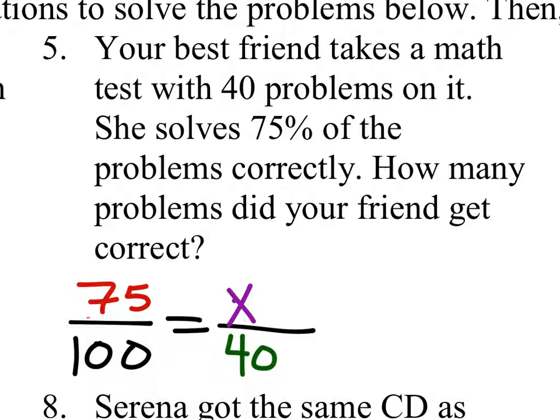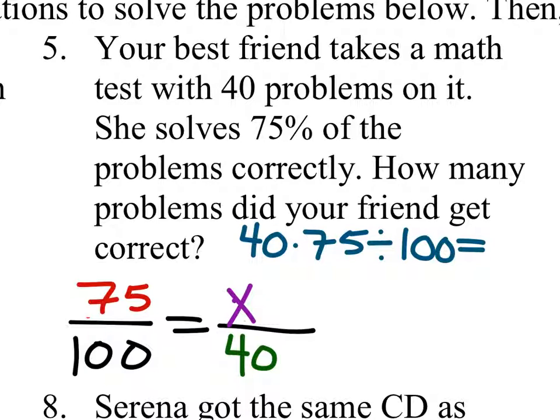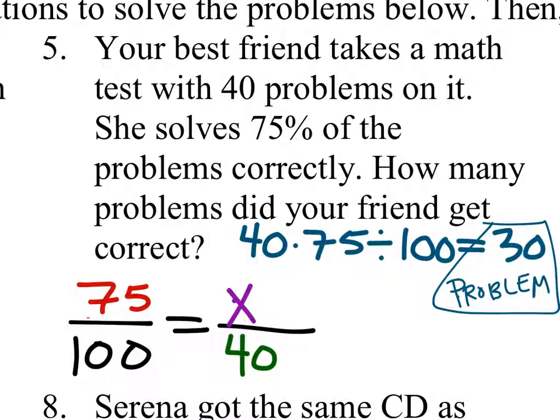So now we're just looking at the good old fishy method. 40 times 75 divided by 100. And we get 30. But once again, it's not 30, it's 30 problems. 30 problems, 30 questions, however you want to write that. Neither of those words are super small to write, so 30 problems.